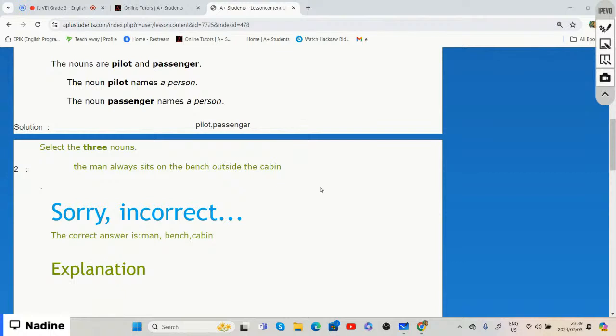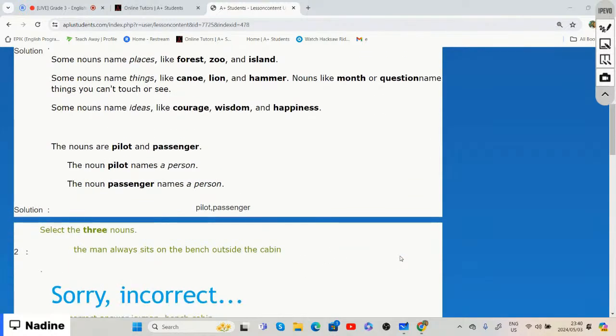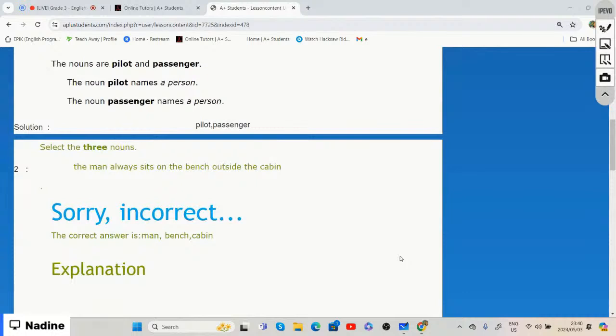All right, so now if we look at this sentence, it says we need to select three nouns, right? We're going to do just one more, then we're quickly going to our test. The man always sits on the bench outside the cabin. Three words. Let's select three words quickly. Three nouns, and then we're going to our test until the lesson is over.